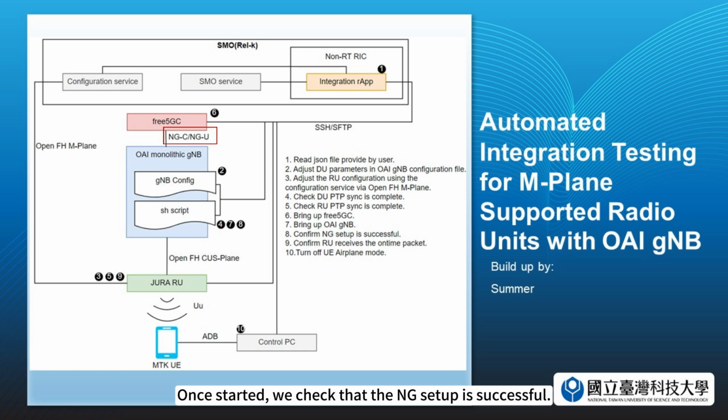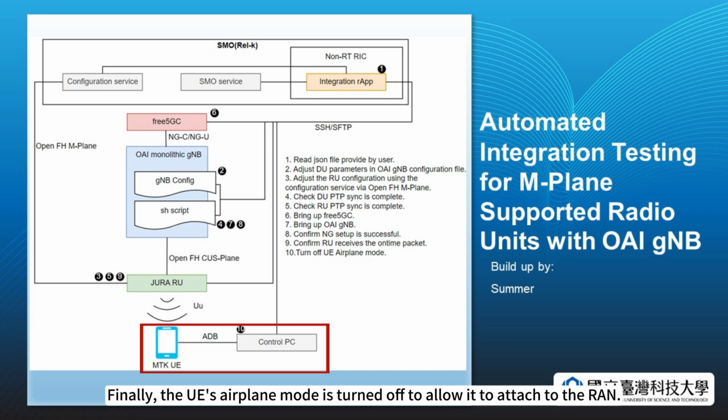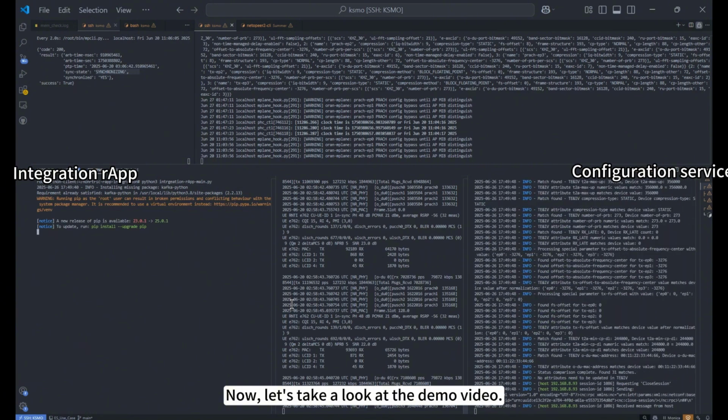Once started, we check that the NG setup is successful. Next, we verify that all packets received by the RU are on time. Finally, the UE's airplane mode is turned off to allow it to attach to the RAN. Now, let's take a look at the demo video.